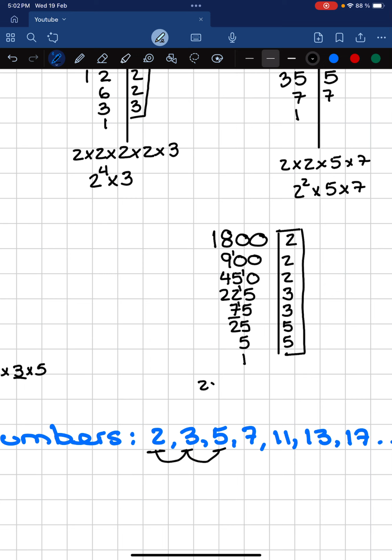So, look at this long answer. I'm going to write it here. 2 times 2 times 2 times 3 times 3 times 5 times 5. Try to write it down using powers or exponents, and then come back to the video and see if your answer is correct. The answer using powers must be 2 to the power of 3, because we have 3 2's, times 3 to the power of 2, we have 2 3's, and 5 to the power of 2, because we have 2 5's.